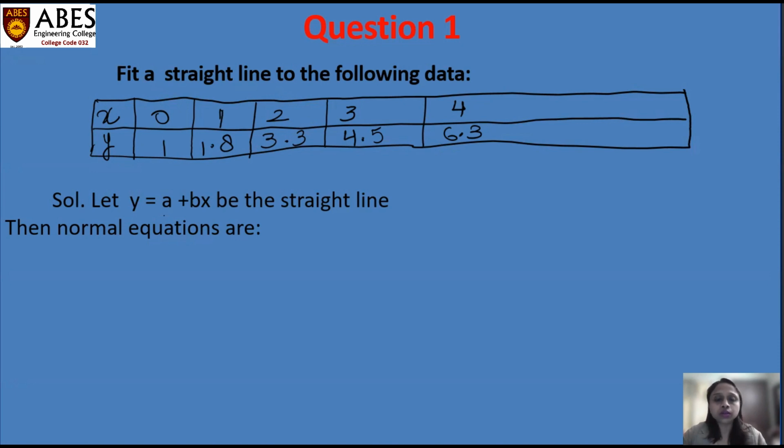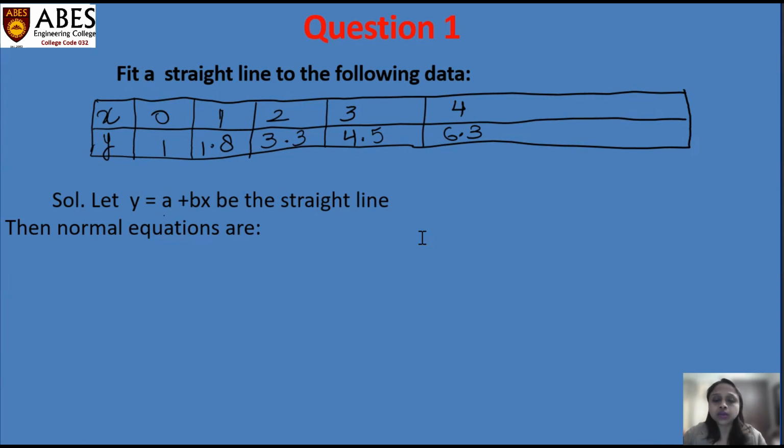This is the first question and this is the data given to us, where x and y take these values. X is taking values 0, 1, 2, 3, 4. Correspondingly, the values of y are mentioned, that is 1, 1.8, 3.3, 4.5 and 6.3. He's asking me to fit a straight line to the following data.